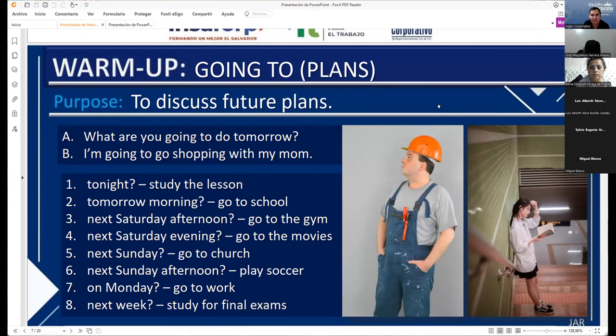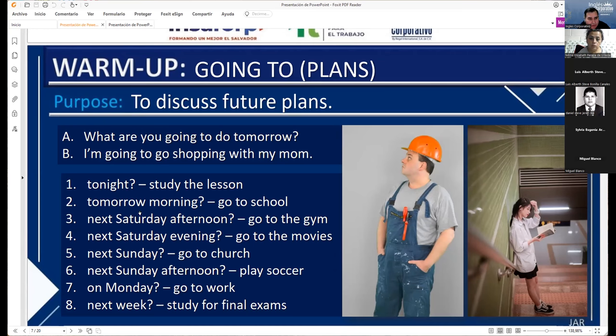Tonight, we're going to start with going to for plans. Going to, maybe you remember, the meaning is like what we use in Latin America. Voy a. Voy a comer. I'm going to eat. Voy a dormir. I'm going to sleep. So this is for plans, talking about plans. The purpose is to discuss future plans. They say, what are you going to do tomorrow? I'm going to go shopping with my mom.